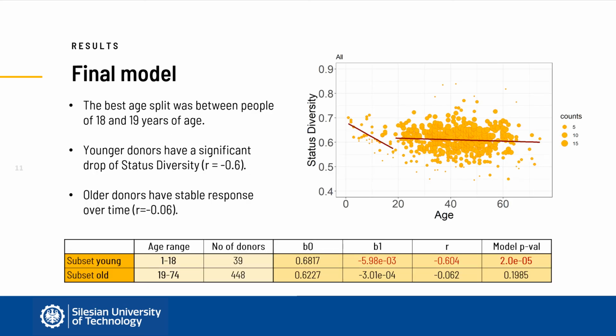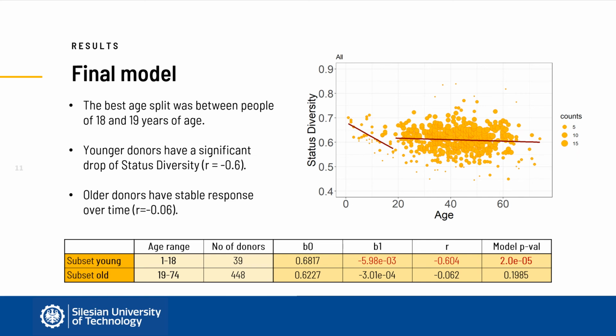Coming to results, the best age split was estimated between people of 18 and 19 years old. The obtained models were different for both age categories. For young donors, we observe a significant drop of status diversity, where the size of an effect is strong, the correlation gets a value of 0.6.